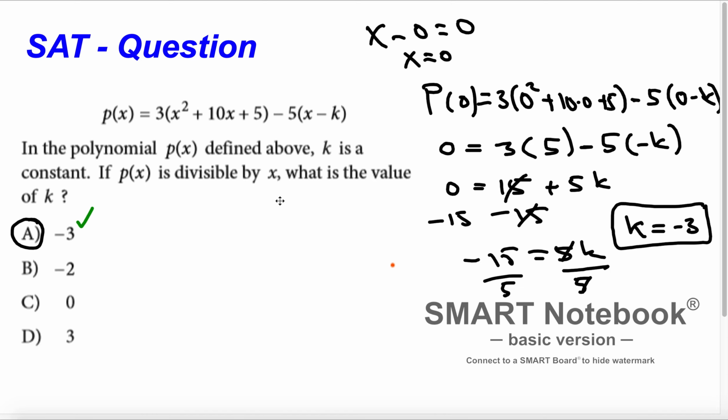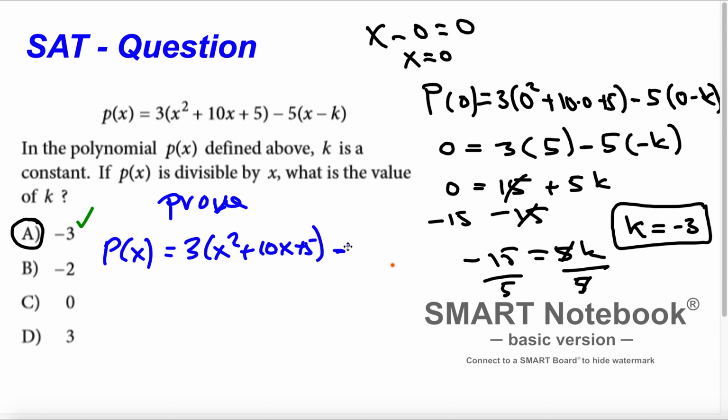But in case we want to prove that this is right, we can prove it very easily. Let's say I have P of x. I'm just going to prove it. Okay, so P of x is going to be equal to 3 times x squared plus 10x plus 5 and minus 5x. Instead of k, we are plugging negative 3, and negative times negative is a plus 3. And plus 3 is here. And what's going to happen here?